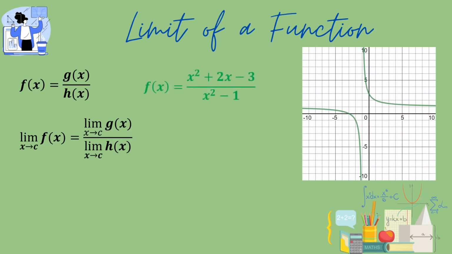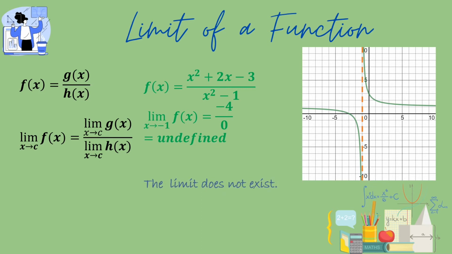If an undefined value is obtained, like in the previous example, this means that there is no such value that y approaches as x approaches negative 1. In this particular function, the y values approach negative infinity as x approaches negative 1 from the left and approaches positive infinity as x approaches negative 1 from the right. Hence, the limit does not exist.